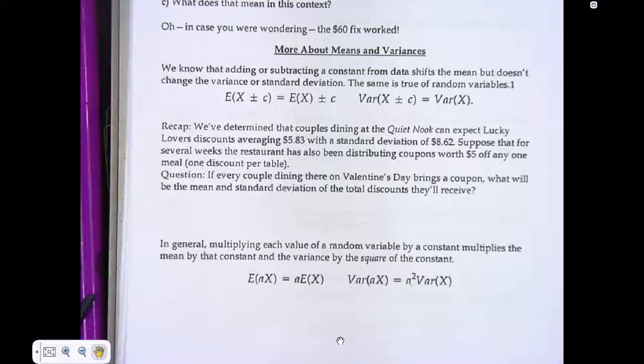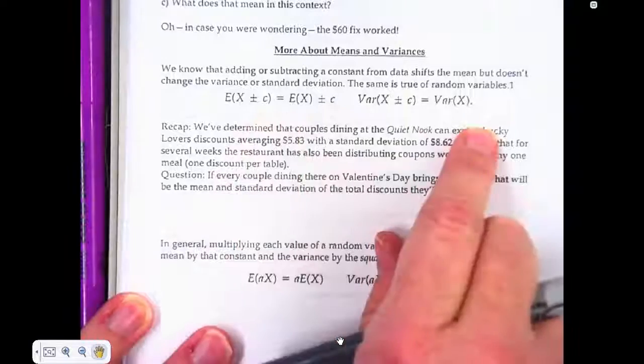Okay, so now we're taking a deeper look at means and variances. We learned earlier this year that when you add a number to everything in the data set or subtract it, the mean increases or decreases by that amount. The variance, standard deviation, or any measures of spread stay the same. So pretty much we're starting off with those two rules.